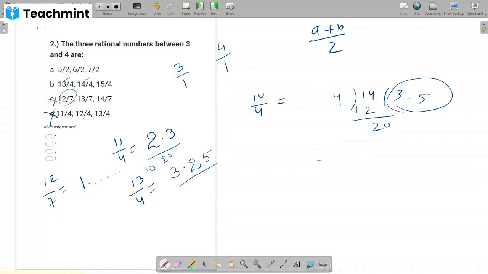Okay, now we will see the last number, we'll divide this 15 by 4. 4 4s are 16 and 4 3s are 12.